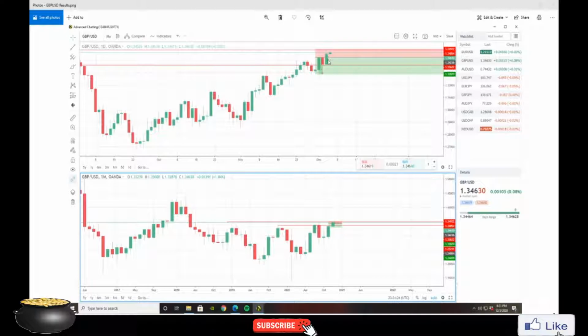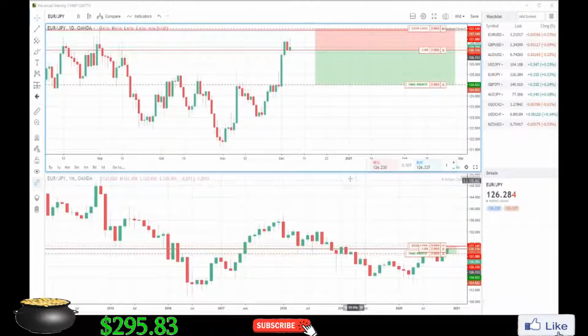So now my trading account sits at $295.83. I had a little more than $300 in my account before the loss, so that's why my account barely sits below 300. The markets are currently closed for the weekend. I am currently in a trade on Euro JPY, and at the moment I am in the red.